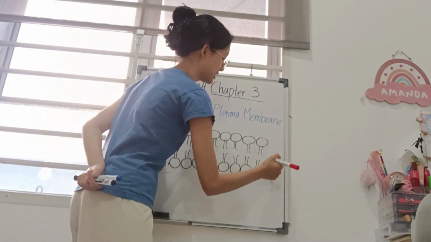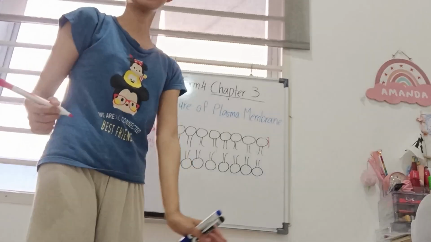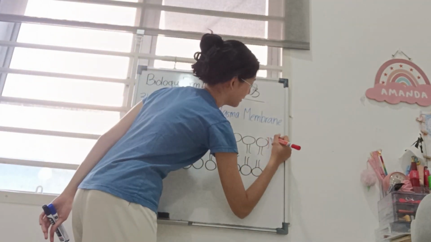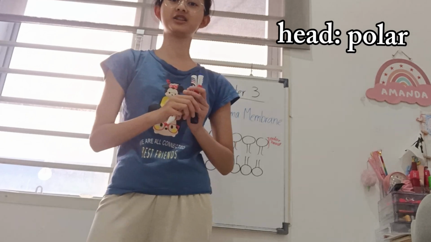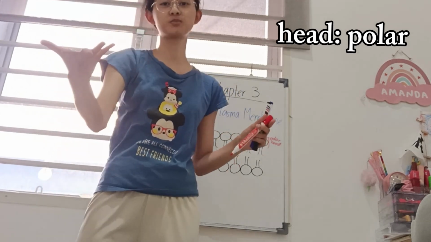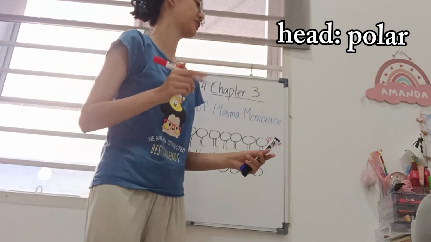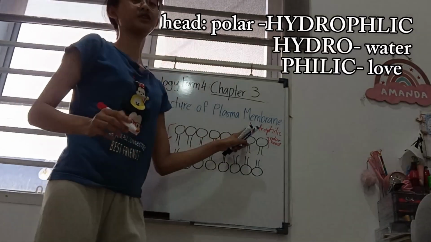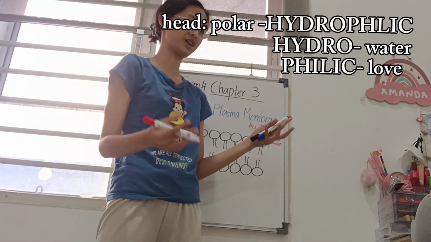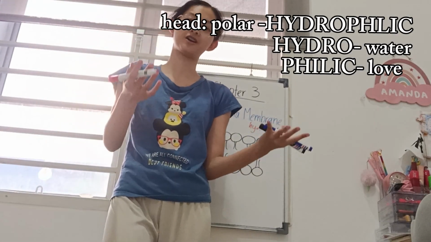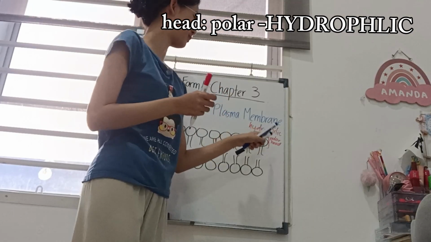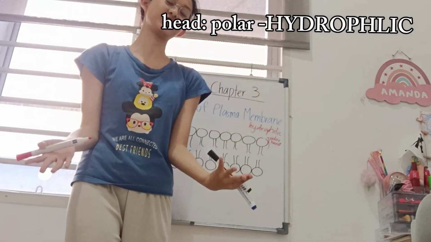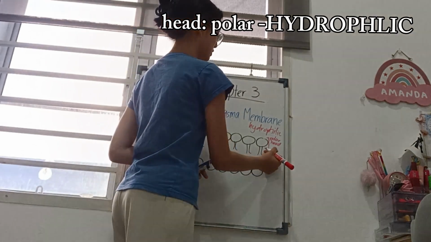So the head, the big head, is called a polar head. Obviously it's polar. It loves water, so it's hydrophilic. Hydro is water, hydrogen, oxygen, H2O. Philic means love. So the polar head loves water, so it's hydrophilic.